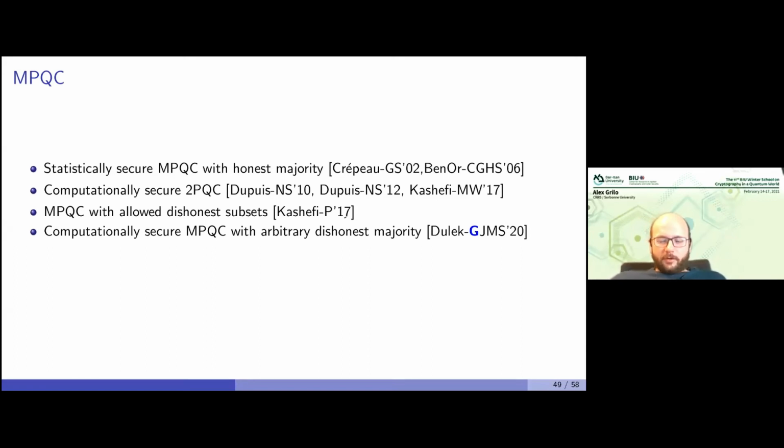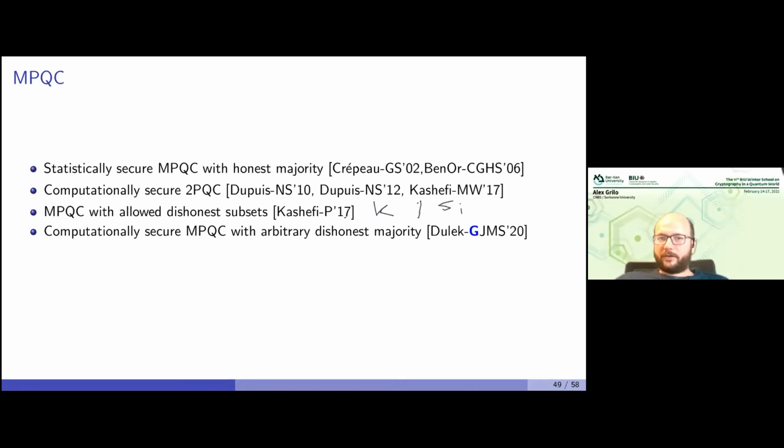We have more recent protocols which are not for arbitrary multi-party computation, but for the specific case where I have two parties and one of them is dishonest. Finally, we have multi-party quantum computation, where we allow multiple parties to be dishonest, meaning you have k parties, and there are some subsets of malicious parties that are tolerated.